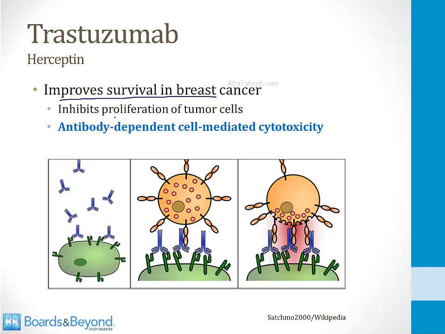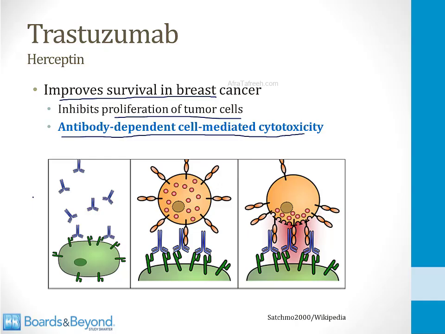It's been shown to inhibit proliferation of tumor cells, and then importantly, it's also been shown to lead to antibody-dependent cell-mediated cytotoxicity. This is an important tie-in with immunology that's high yield for step 1. In the immunology section, I talk in detail about antibody-dependent cell-mediated cytotoxicity, but by way of review, this is a mechanism of killing cells by the immune system that does not involve phagocytosis.